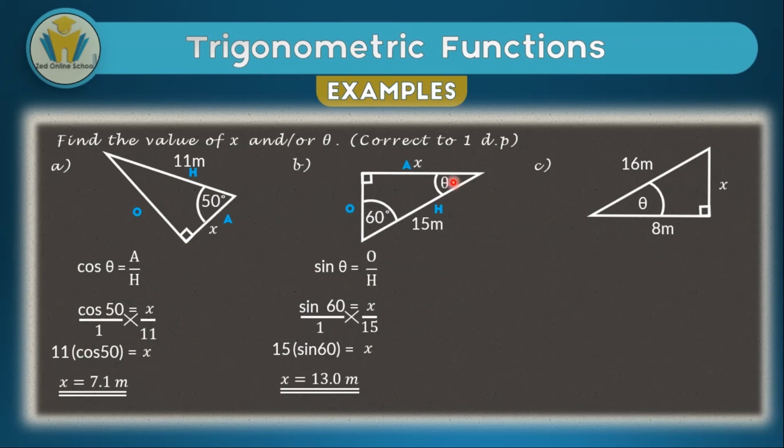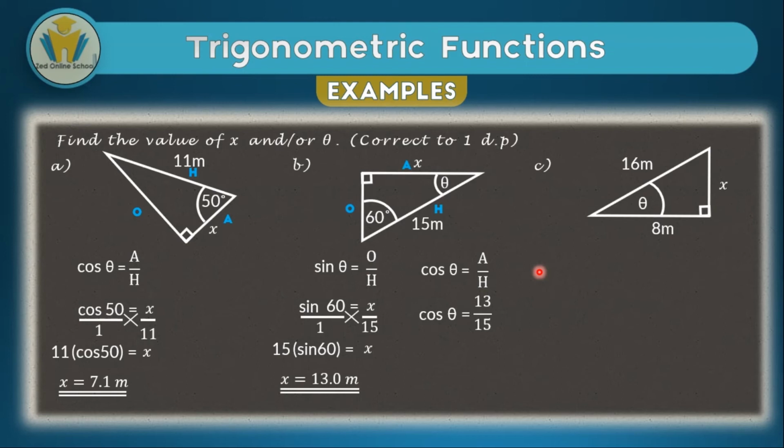Therefore, to find theta, we can use the 15, which is h, theta itself, which will be unknown, and x, which we've just found as 13. For this question, we can't use the sine theta because we have a side here that we don't know. Therefore, we're going to use cos theta is equal to adjacent over hypotenuse to find theta. Hence, cos theta is equal to 13 over 15.